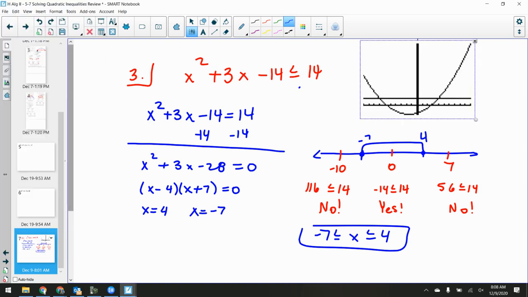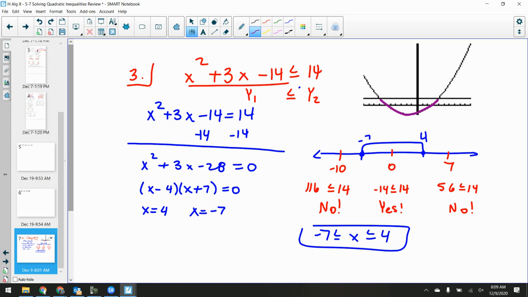So again, this is what this parabola looks like. It's opening upward, with a y-intercept of -14. So think about what's happening here. I want to know when y1 is less than or equal to y2. I want to know when the y values of the parabola are less than or equal to the y values of the horizontal line. Visually, I want to know when the parabola is underneath the horizontal line. So this is when the parabola is underneath the horizontal line, only in that location, okay?